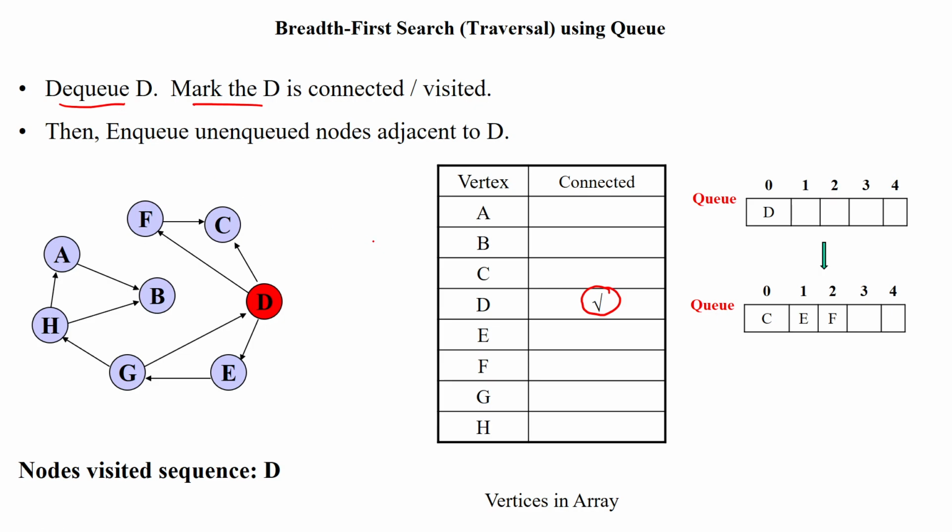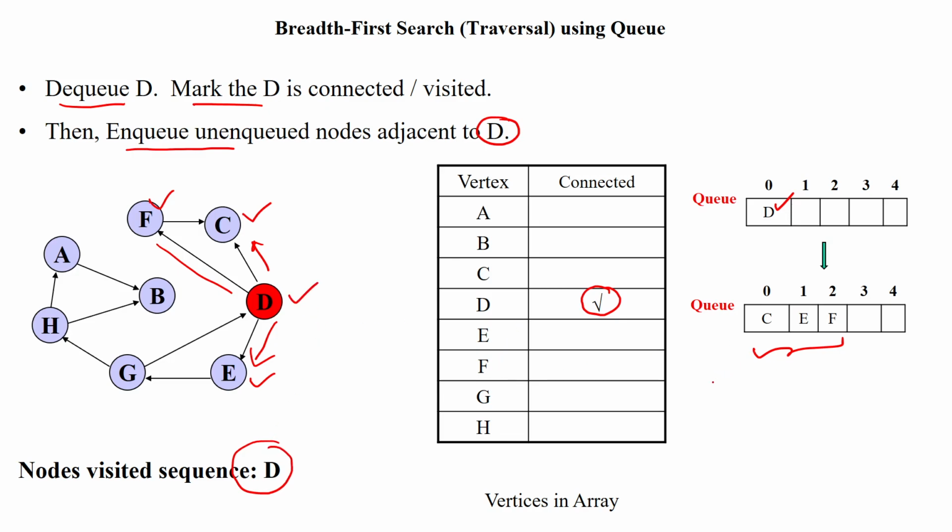Then we delete D from the queue. After deleting, we are finding the adjacent nodes to D. Adjacent nodes to D: C, so a direct edge is there, and here also a direct edge is there, F, here also a direct edge is there, E. So now we are going to insert the adjacent elements of D, C, E, F into the queue. Now the visited node sequence is D, marked now.